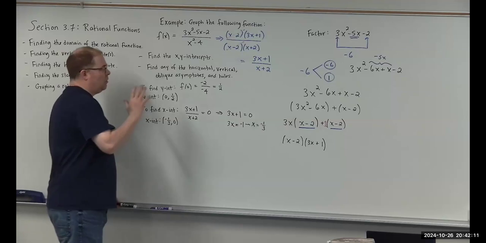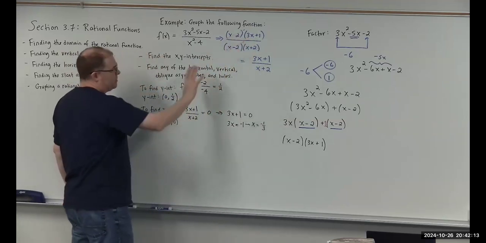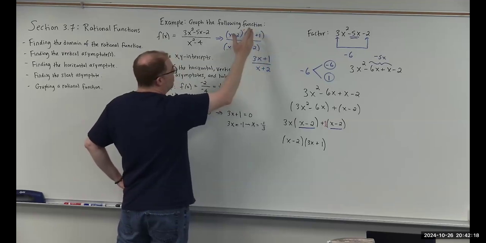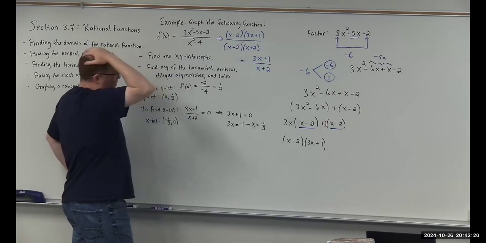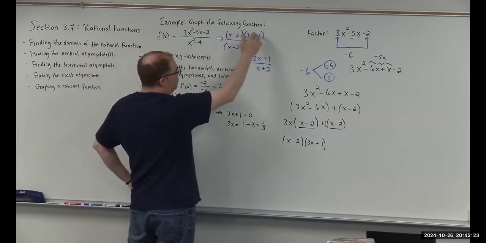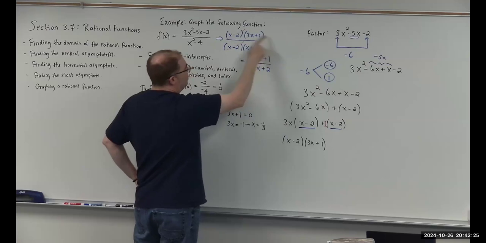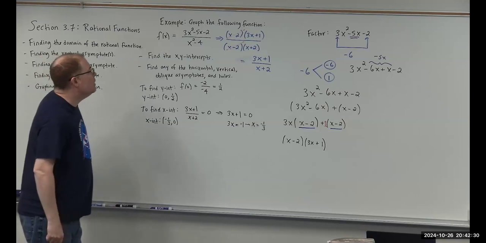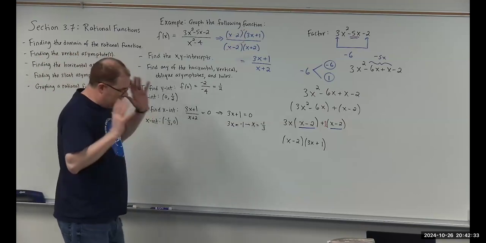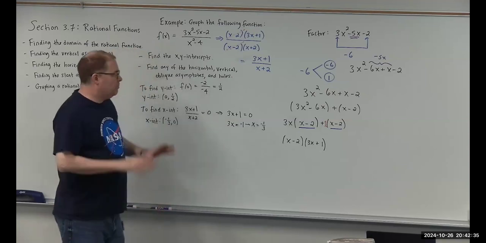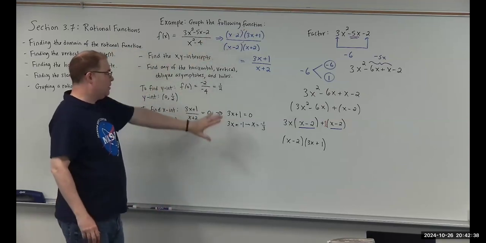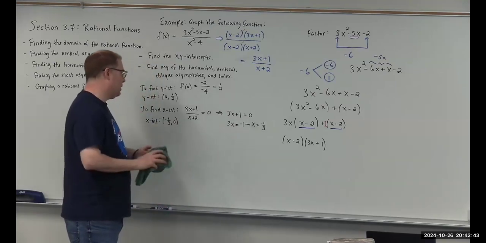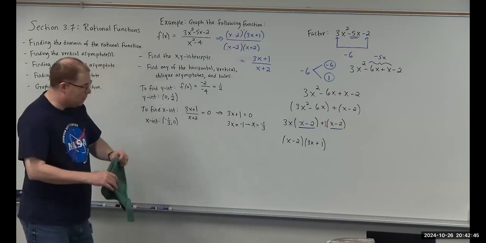So again, you can look for the x-intercept in the beginning, but you have to be careful. If you set the numerator equal to zero, you're going to think that x equals two is an x-intercept, but it's not. So just simplify the function and then go from there. It'll be better that way.